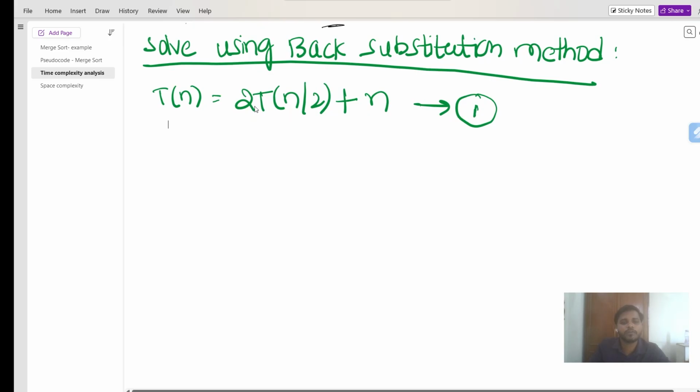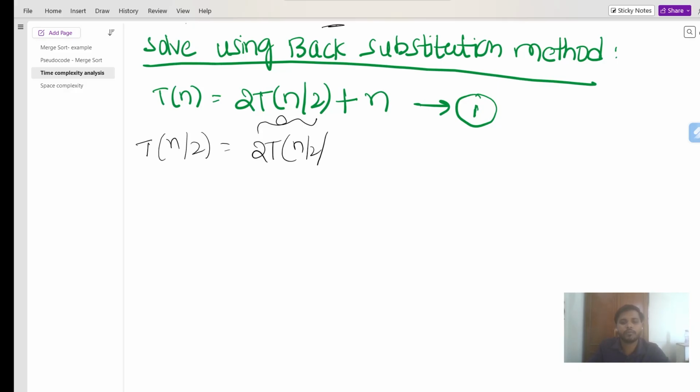So T of n equals 2 into T of n by 2 plus n. This is equation 1. Now I don't know the value of T of n by 2 here, so I'm going to simply substitute n by 2 in place of n. Now what will happen? 2 into T of n by 2 plus n by 2. What will happen? 2 into T of n by 4 plus n by 2. So this is equation 2.